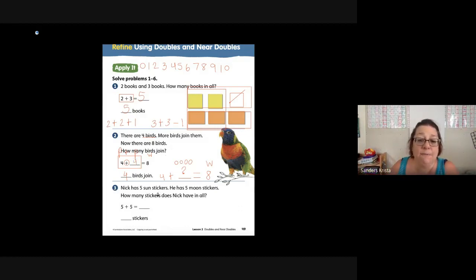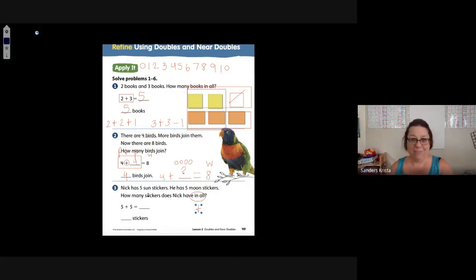Nick has 5 sun stickers. He has 5 moon stickers. How many does Nick have in all? Ooh, there's my special words that tell me that I'm going to put 2 groups together, in all. Okay, so 5 plus 5. Ooh, let's do the rhyme. 5 plus 5 equals 10.